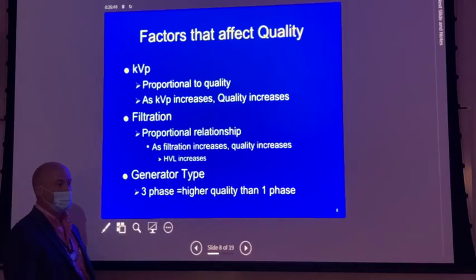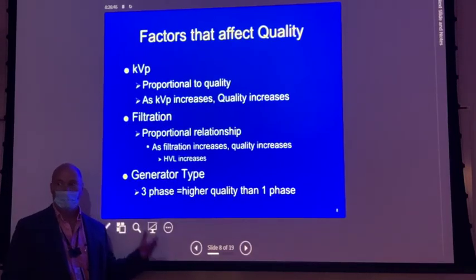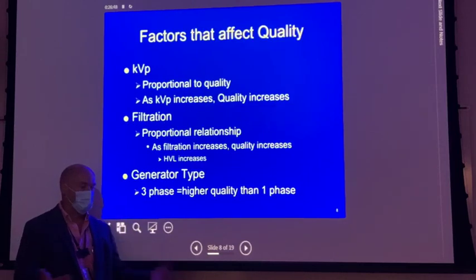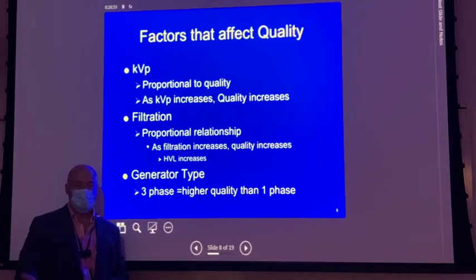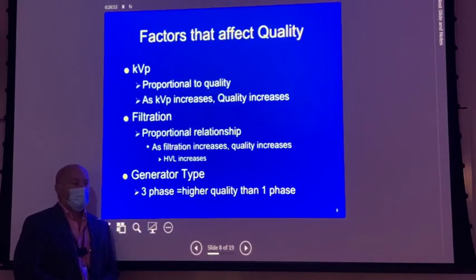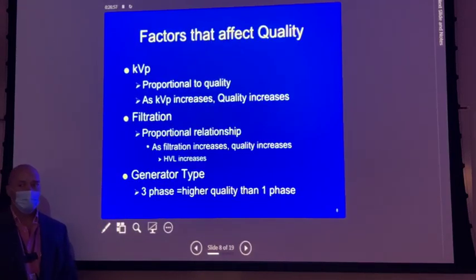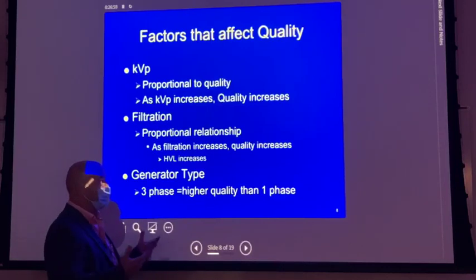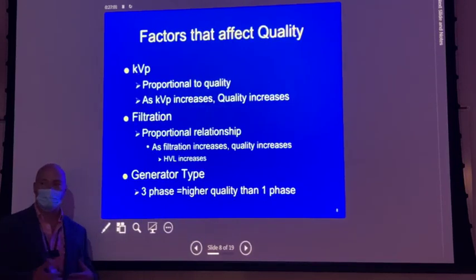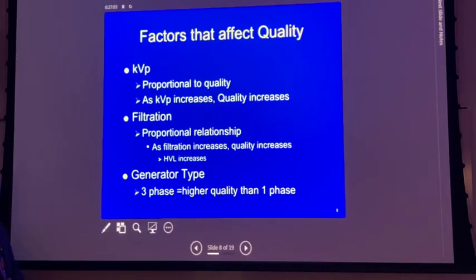If it doesn't penetrate anything and we're trying to create an image, what do you get if you shoot a patient with an x-ray beam that just doesn't go through? Just wait. You're giving them a dose, that's all you're doing, you're treating cancer, right? So in imaging, if it doesn't go through the patient, then it's of no quality whatsoever. So KVP controls your quality.